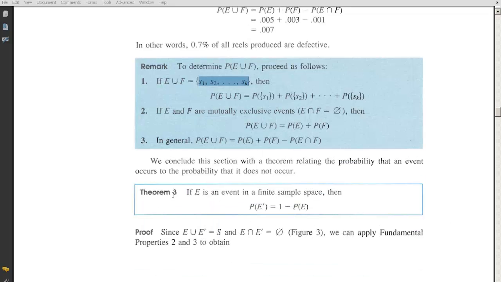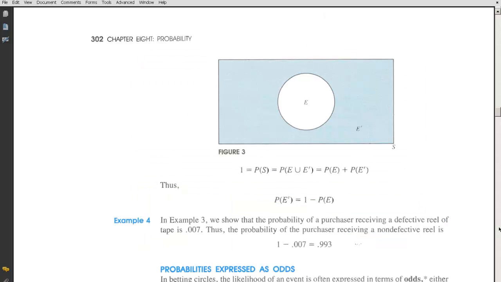Okay, one more theorem. This is theorem 3, and this has to do with calculating the probability of the complement of E. So if E is an event in a finite sample space, so again we're limiting our discussion to finite sample spaces, then the probability of E prime, that is the probability of the complement of E, is 1 minus the probability of E. So this is obvious when you think about it.